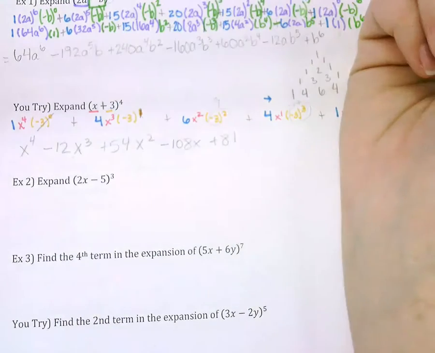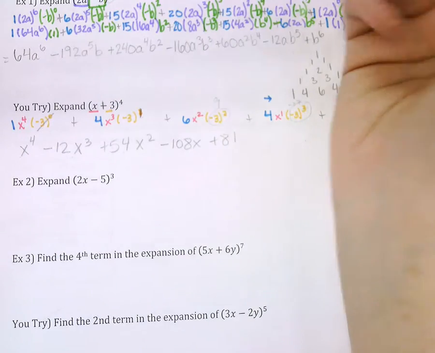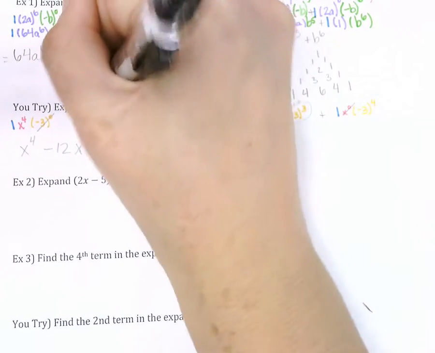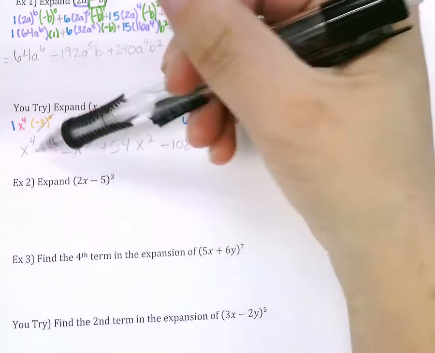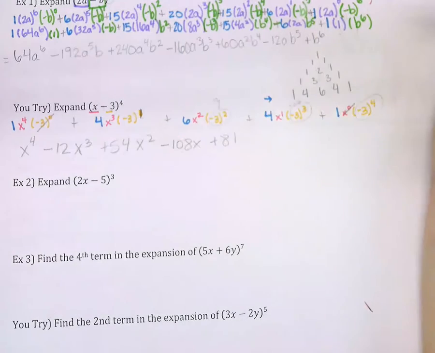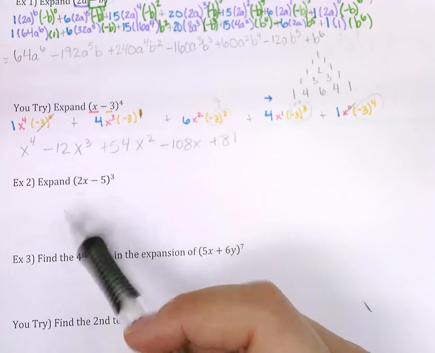If I change this to a plus, everything will be positive. Because when you multiply positive things times positive things and then you add more positive things, what do you get? Positive. So if it's positive, you don't have to worry about the signs. But if it's negative, you have to make sure that the signs are alternating. Okay? We're going to skip example 2.